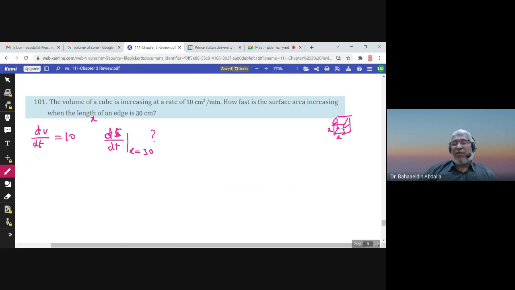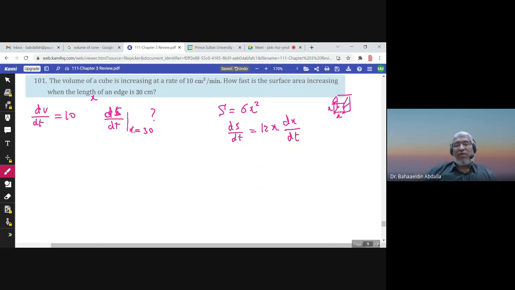And I have 6 faces. So the surface area is actually 6 times x squared. This is the formula for the surface area. So to find dS by dt, it is 2 times 6, 12, x times dx by dt. Well, I have x, it is 30, but I do not have dx by dt.